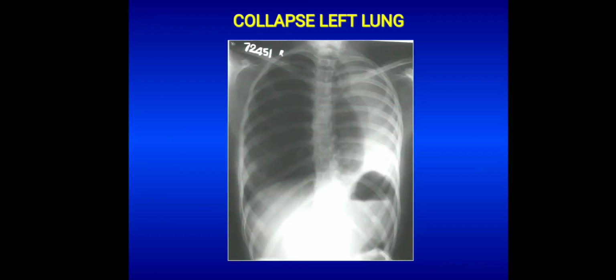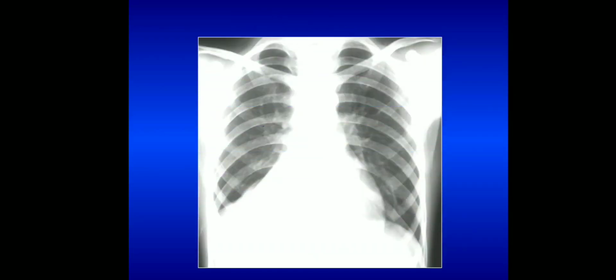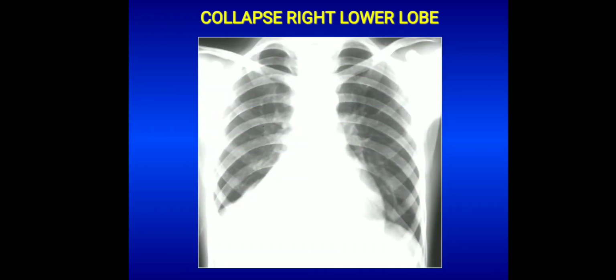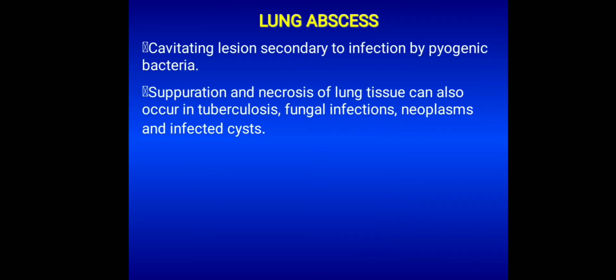So you can see the collapsed left lung. By and large, you can see the right lung is herniating and crossing the midline to compensate for the loss of volume in the left lung. So you can have segmental collapse as in this case, right lower lobe collapse. You can see here the right lower lobe is not clearly visualized. It's replaced by an opacity, and it also obscures the right heart border, and the right dome of diaphragm is also obscured as well.